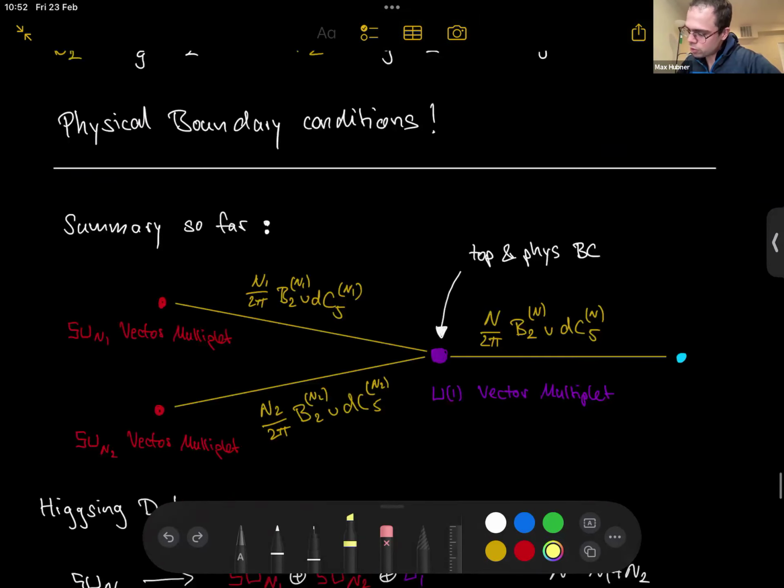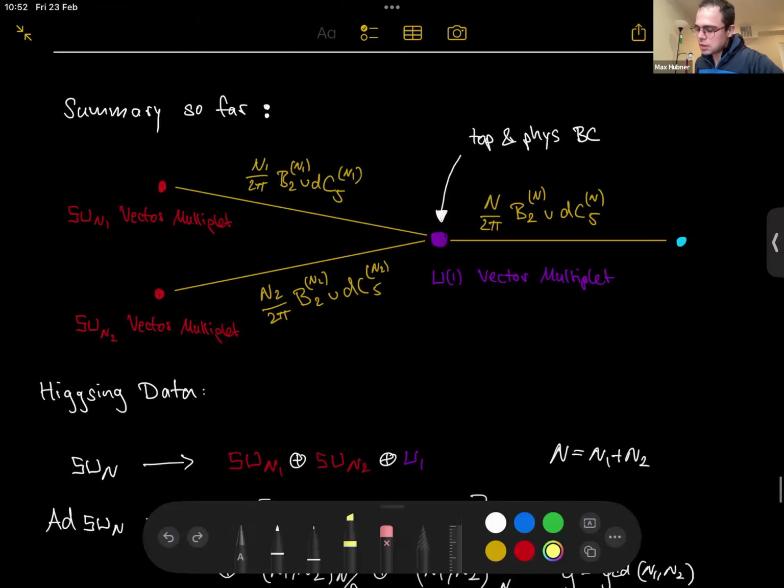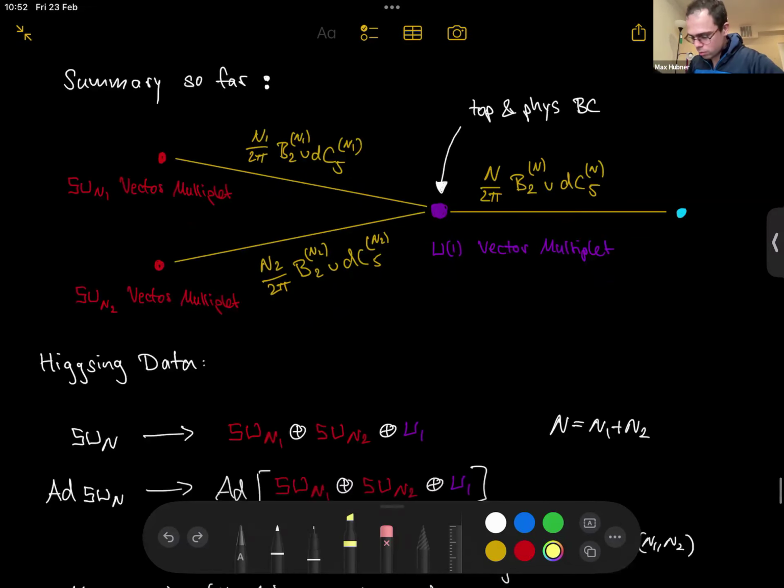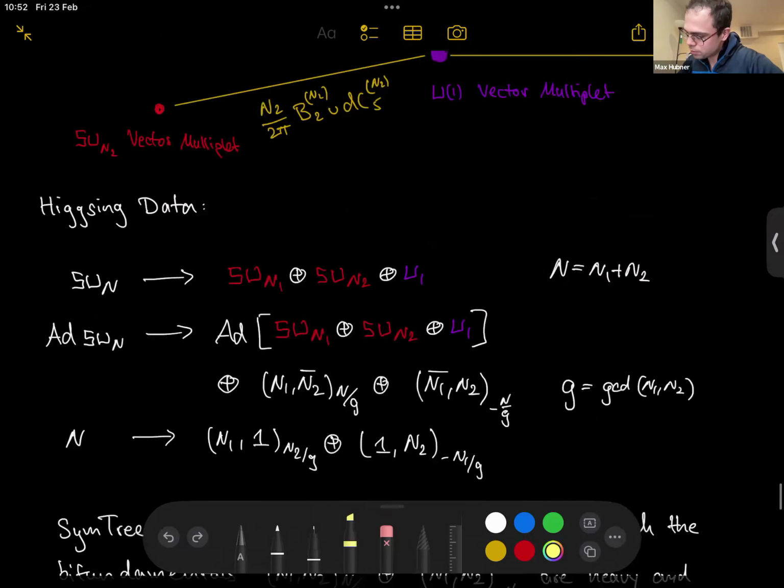And so we've now succeeded in mapping out the full SymTree. We have our vector multiplets at the red and purple nodes. We have fields on the SymTFTs in one higher dimension running between them. And I've told you exactly what happens at the junction. It's partially topological and partially physical. And okay, so what good is the SymTree for, and what limit does it hold?